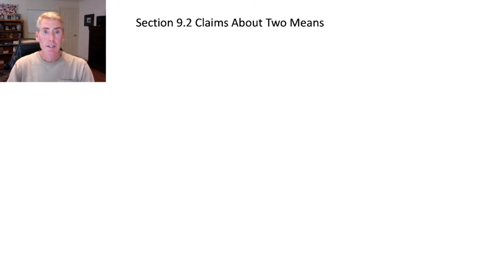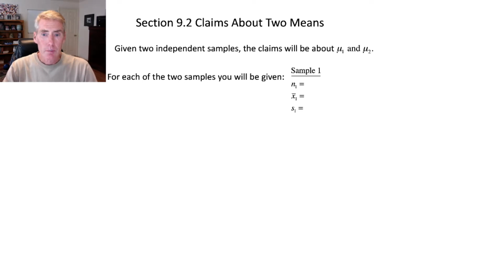And now for section 9.2, claims about two means. So we're going to have two independent samples, so two different groups, and the claim is going to be about their two means, mu1 and mu2. So these are going to be independent samples, so sample 1 will have its own sample size, its own mean, and its own standard deviation. Sample 2 has its own sample size, mean, and standard deviation.